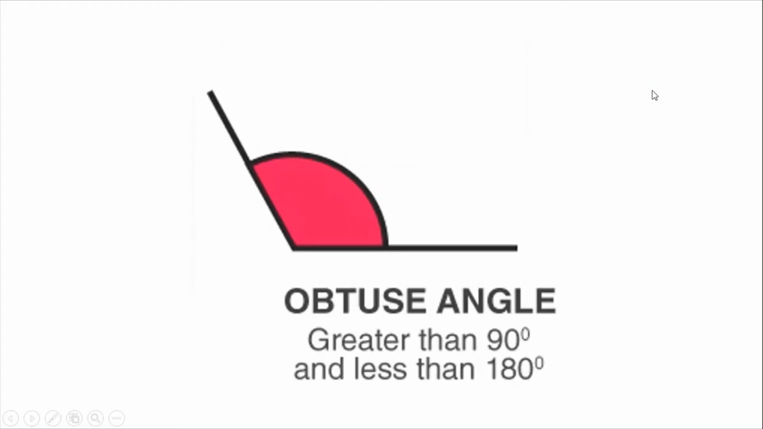Obtuse angles. Now an obtuse angle is greater than 90 degrees. Okay, so bigger than a right angle, but it's less than 180 degrees. And I'll talk to you about what 180 degrees means in a moment. But it's just important to remember that it's not just bigger than a right angle, it's also less than 180 degrees.